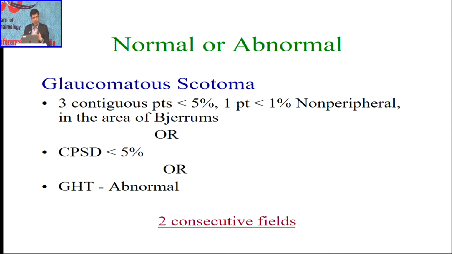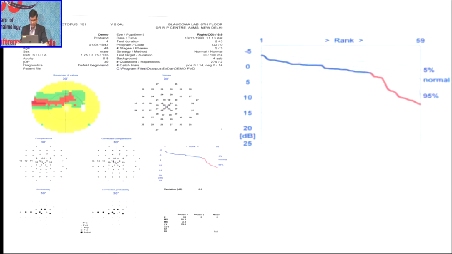Now, what is normal and what is abnormal in glaucoma? If you see a glaucomatous scotoma, it will be defined as having 3 contiguous points which are non-peripheral, or a PSD which is less than 5%, or a GHT which is abnormal. So any of these 3 criteria, the likelihood of it being glaucomatous is high, and however it needs to be repeated on 2 consecutive visual fields.